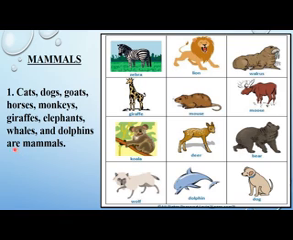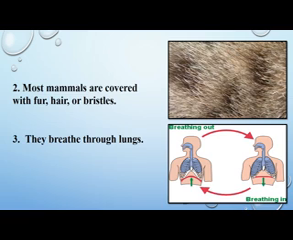Let's see the characteristics of mammals. Mammals are covered with fur, hair, and bristles. This means the outer body or skin of these mammals is covered with fur, hair, or bristles, and they breathe through their lungs. You can easily see that lungs are present. These are protected by the rib cage, and we can easily breathe in and breathe out with the help of these lungs. All mammals, we are also mammals, human beings are also mammals. Lungs are present in the body of a mammal, and because of that they can breathe.